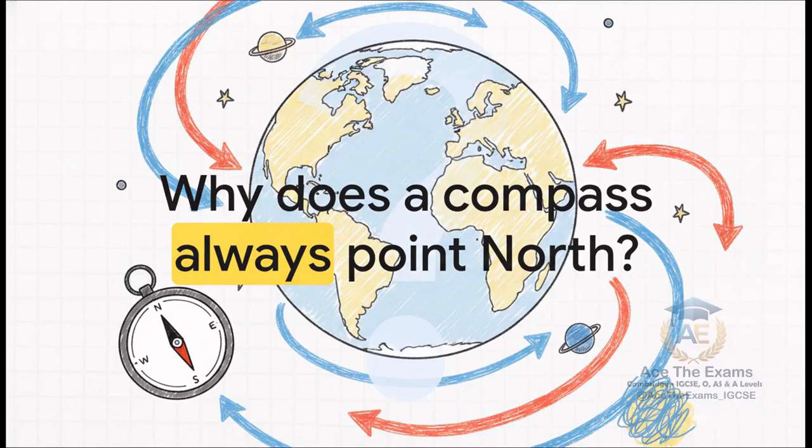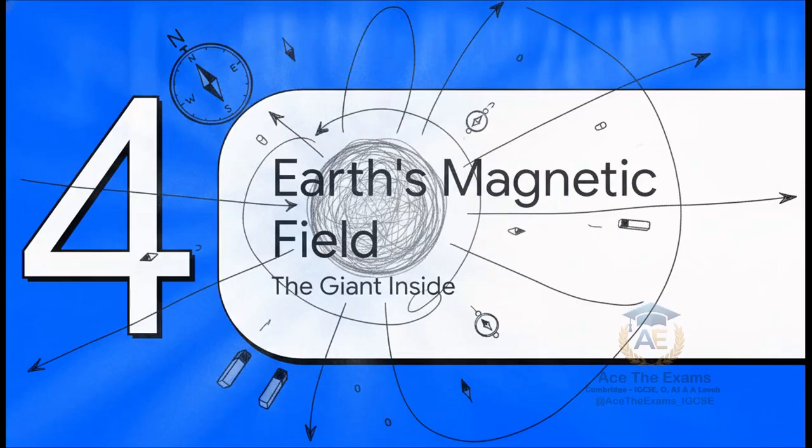So seeing how these field lines control movement naturally leads us to a pretty massive question. If a compass needle is just following magnetic field lines from north to south, why does a freely suspended compass needle always point roughly towards the Arctic? Which brings us perfectly to Section 4, Earth's magnetic field, the giant inside.